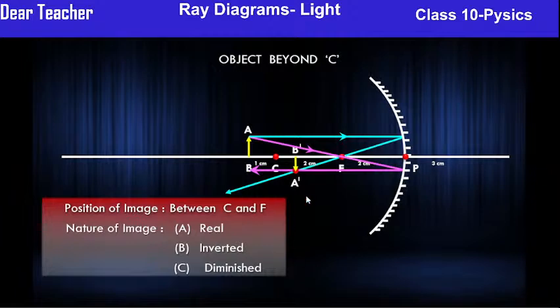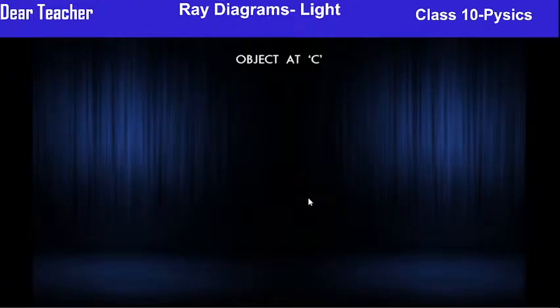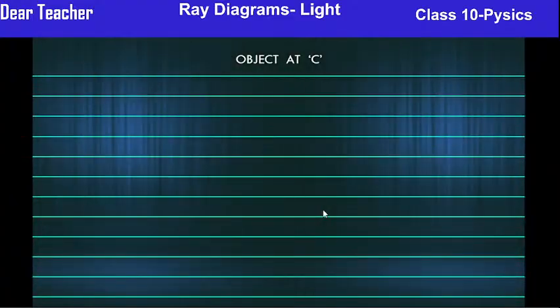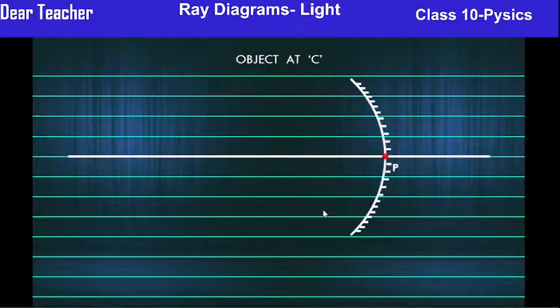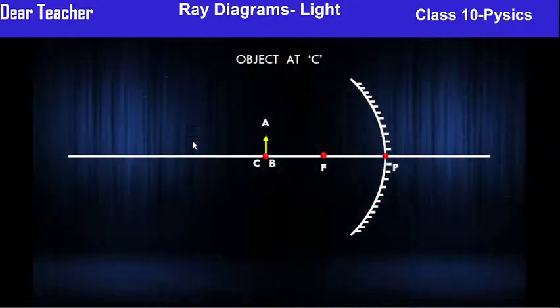Okay, so now let us go to the object at C. Suppose you keep the object at C, so what happens? You draw the principal axis, draw P, F, C, center of curvature as usual, and then mark the object at C. Now the object AB is at C. So the object is marked, then you have to draw a parallel ray from A.